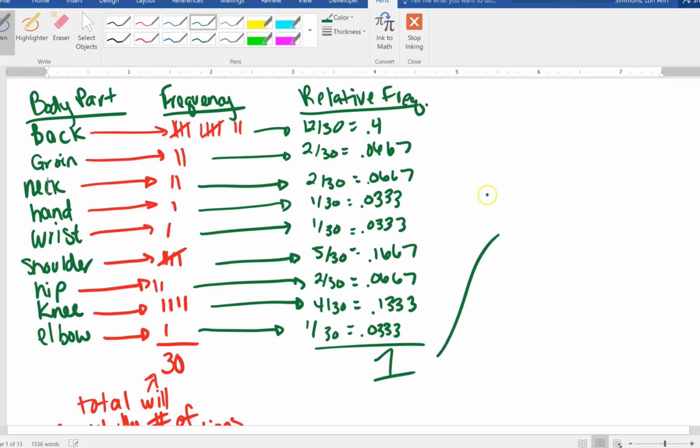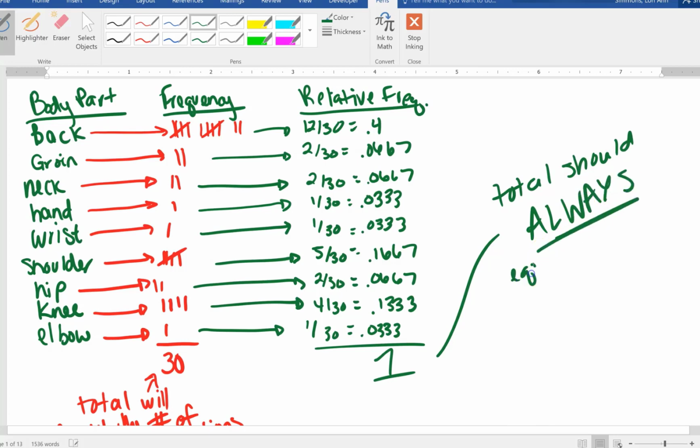So the total should always equal 1 or very close to 1 due to rounding. Okay, we had a round here, so our 1 might have been a little off, but as long as we're pretty close to 1, that's a very good check that you did it correctly.